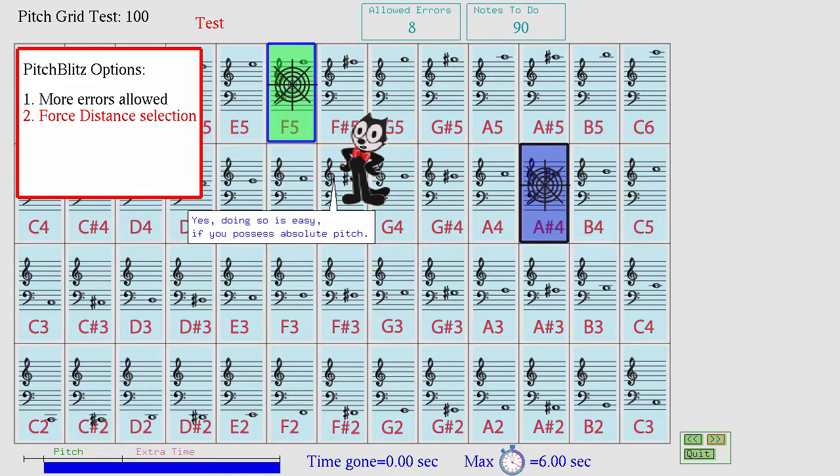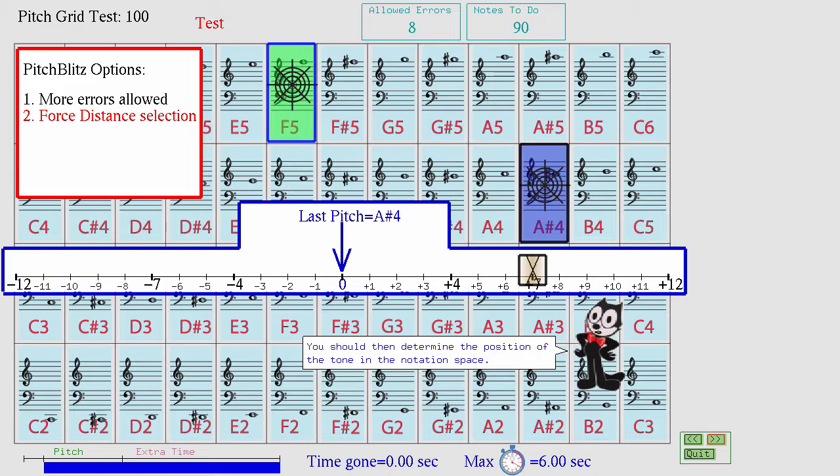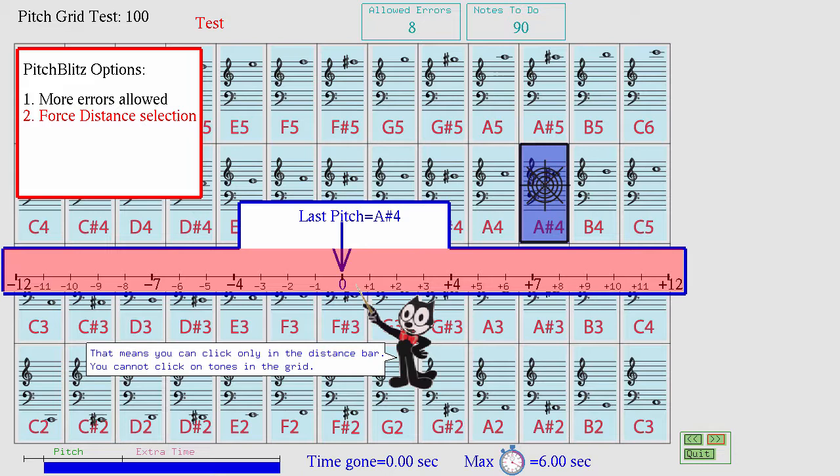People think they can simply click the tone they heard. Yes, doing so is easy if you possess absolute pitch. However, you should first concentrate on listening for relative pitch distances and advance this skill to blitz speed. You should then determine the position of the tone in the notation space. With distance test activated, you are forced to give the answer as a pitch distance. That means you can click only in the distance bar. You cannot click on tones in the grid.